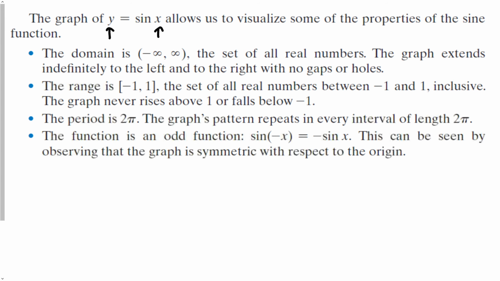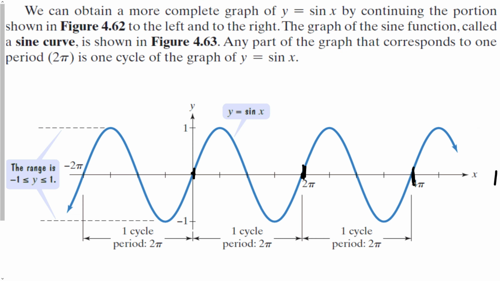The graph extends indefinitely to the left and to the right with no gaps or holes. The range is from -1 to +1. The sine function does not go below -1, and it doesn't go above +1 unless we make it do so with a transformation, but we're talking about the parent function here. The period is 2 pi, and the pattern repeats every interval of length 2 pi. And this function is odd. It is symmetric about the origin.